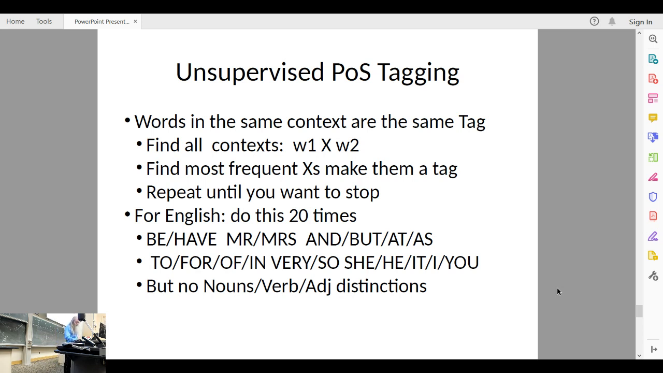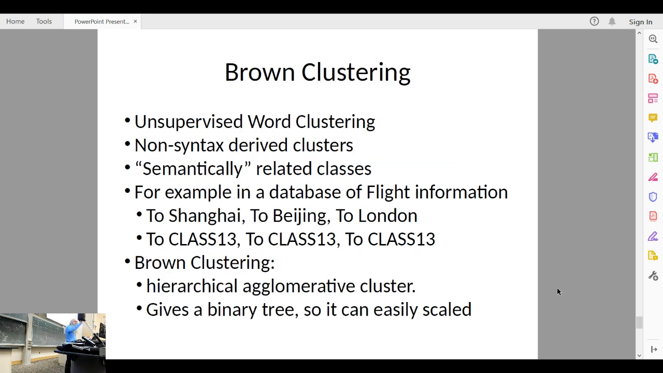Let's come to the issue of can we actually do more than just the function words? There's a technique called Brown clustering, named after Peter Brown, who was one of the early pioneers of statistical machine translation. He worked at IBM. He has a PhD from CMU, which was not in computation.